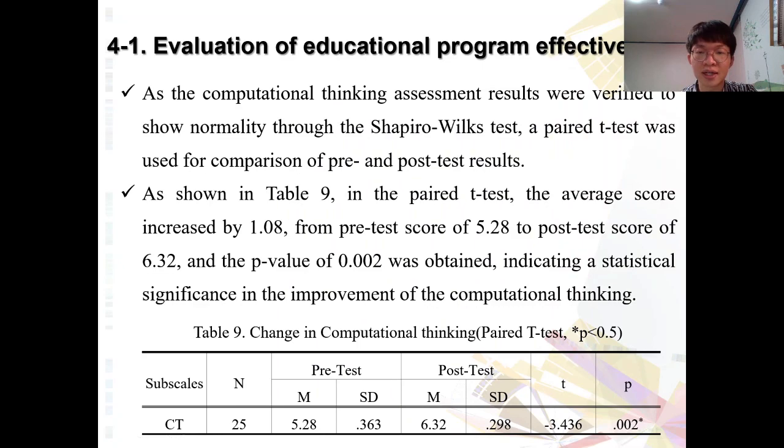As the computational thinking assessment results were verified to show normality through the Shapiro-Wilk test, a paired t-test was used for comparison of pre- and post-test results. As shown in Table 9, in the paired t-test, the average score increased by 1.08, from a pre-test score of 5.28 to a post-test score of 6.32, and a p-value of 0.002 was obtained, indicating a statistically significant improvement of the computational thinking.